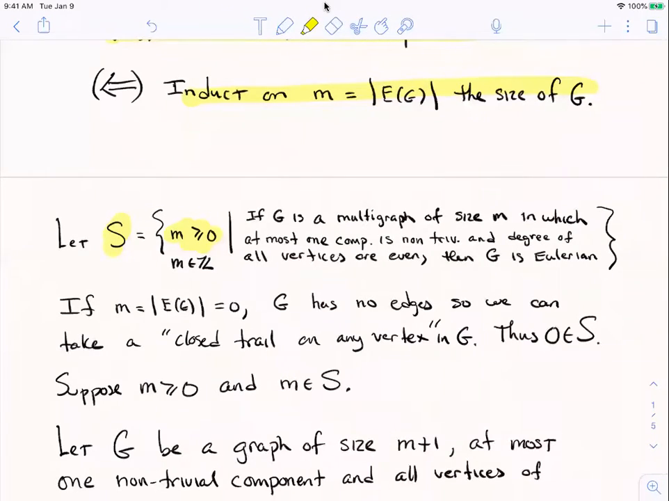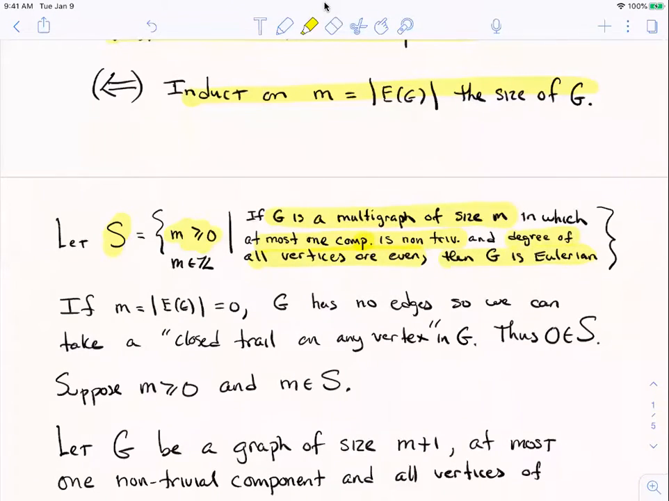This set S is the set of non-negative integers that have the property that whenever you take a multigraph of size m that has at most one component that's non-trivial, and the degree of all the vertices in that graph are even, then that graph is Eulerian, all right?